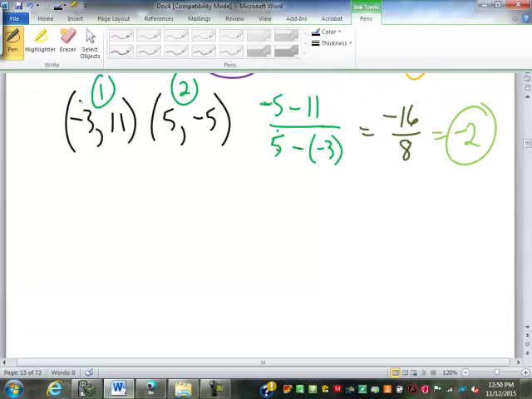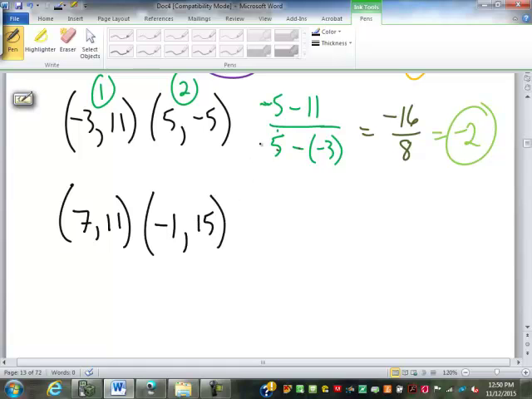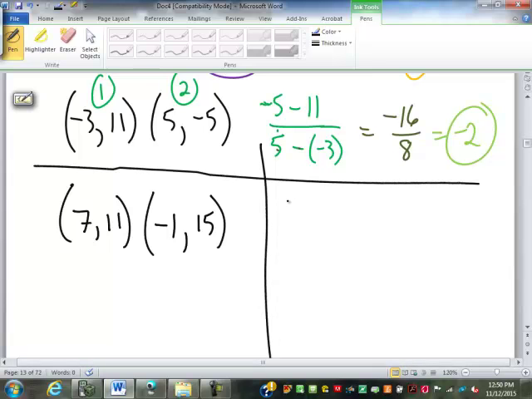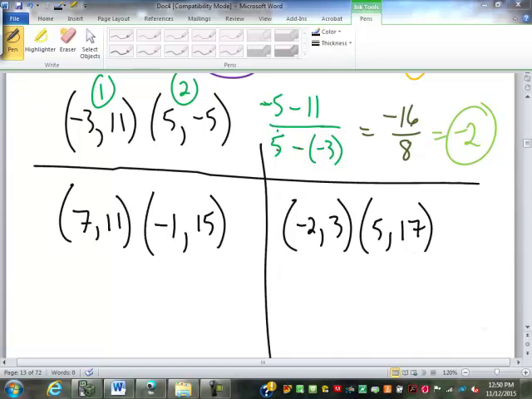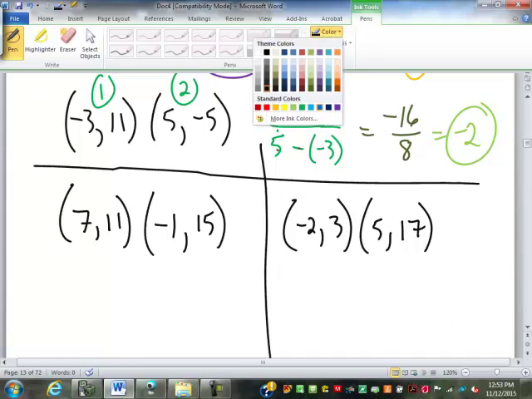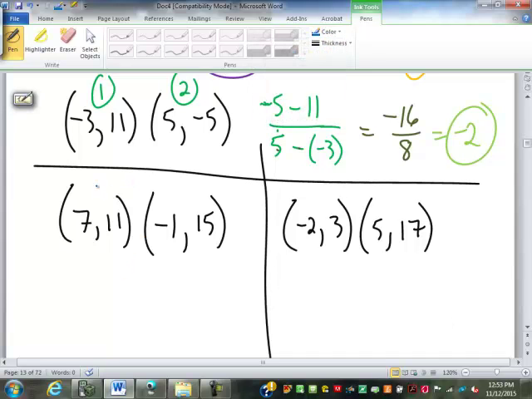Here, we're going to do this. We're going to leave that up. Find the slope for that set of points, and the slope for this set of points. First one, what'd you get? 1/2.